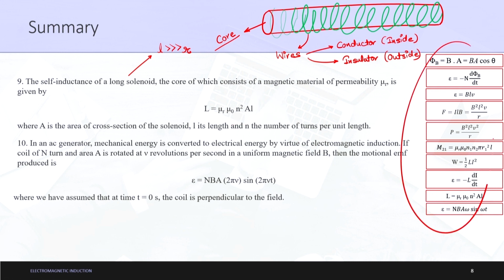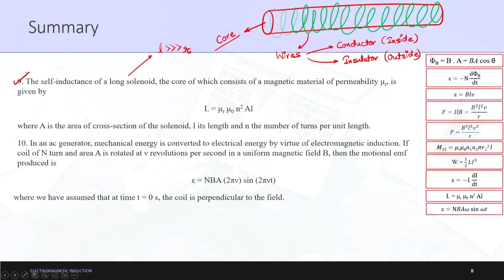Everything is here for your quick reference. The formula part, where A is the area of cross section of the solenoid, l is its length, and small n is the number of turns per unit length. So, small n is nothing but capital N upon small l. So, this point is also done.